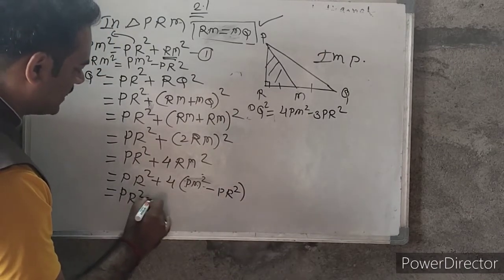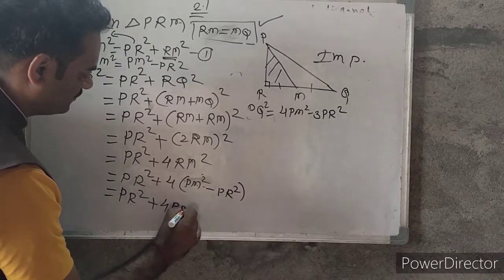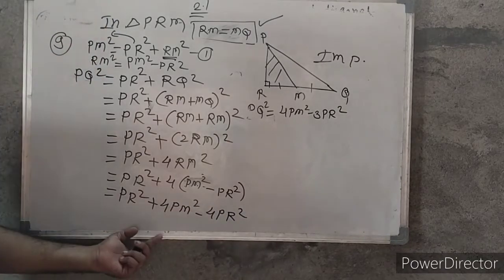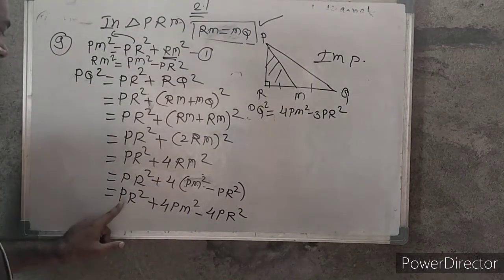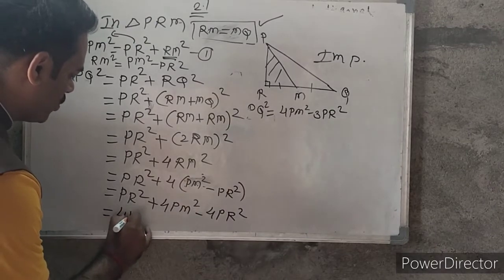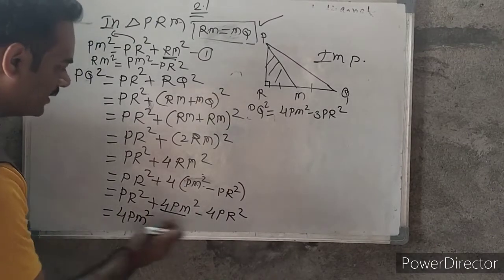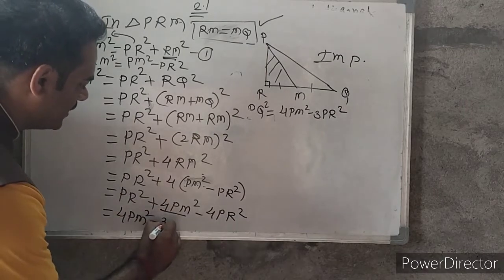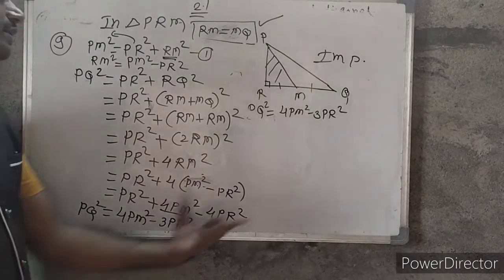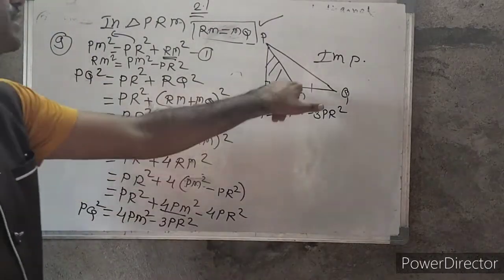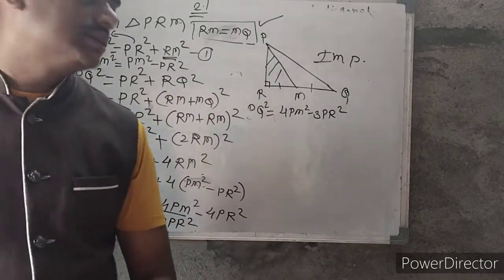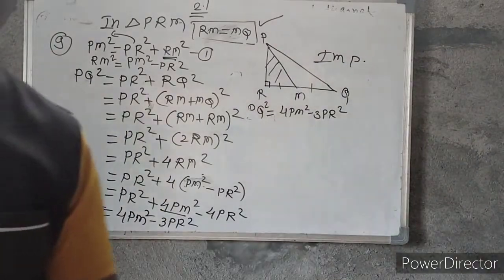So just multiply inside 4pm square minus 4pr square. Okay, so now here just see that pr square and minus 4pr square, it will be 4pm square as it is this one, and then 1 minus 4 gives minus 3pr square, and here pq square. Okay, so this one is the proof. What we did, we just chose two triangles, applied the Pythagoras theorem, put the values and got the answer. So I hope you understood this example.